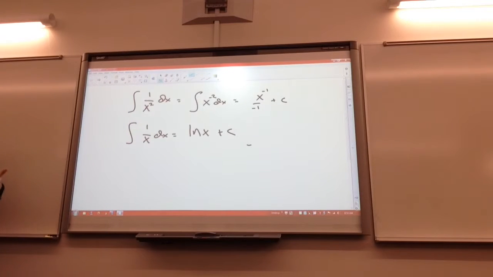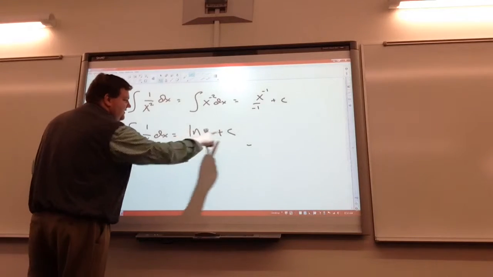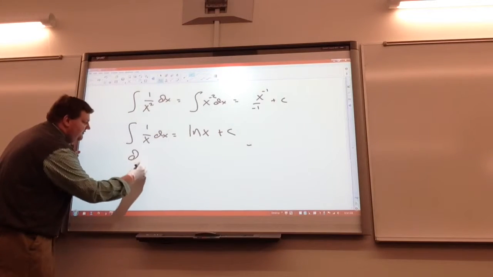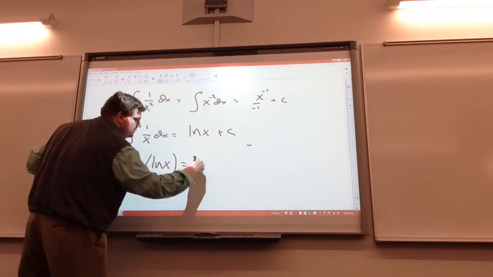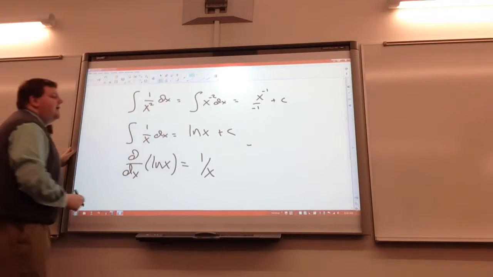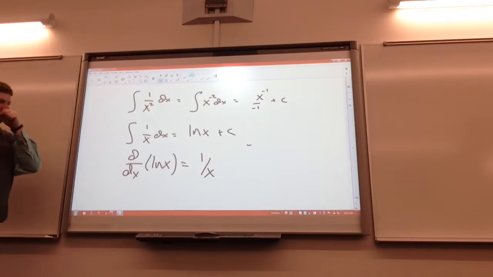It ends up that the natural log of x has a special derivative, just like 1 over x has a special integral. So, remembering that these things flip around, what do you think the derivative of the natural log of x is going to be? 1 over x, right? Because if this is the case here, then if I flip it around, we get the opposite there.